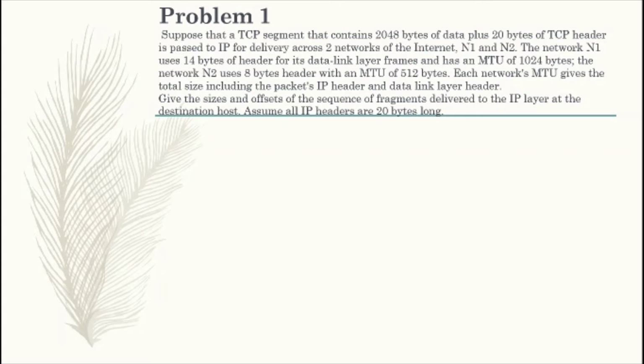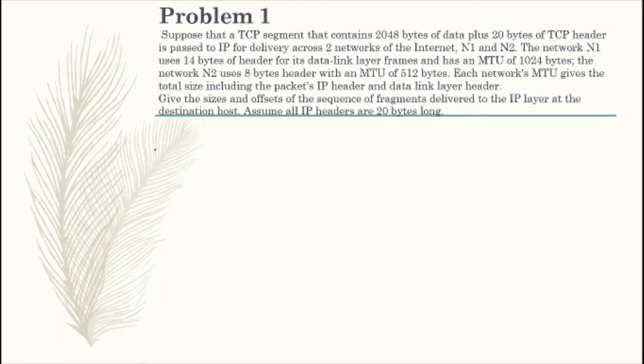Okay, going to problem 1, the practice assignment. Suppose that a TCP segment that contains 2048 bytes of data plus 20 bytes of TCP header is passed to IP for delivery across two networks of the internet, N1 and N2. So the data will pass through two different networks. The network N1 uses 14 bytes of header for its data link layer frames and has a maximum transmission unit, the MTU, of 1024 bytes. The network N2 uses an 8-byte header with a maximum transmission unit of 512 bytes.